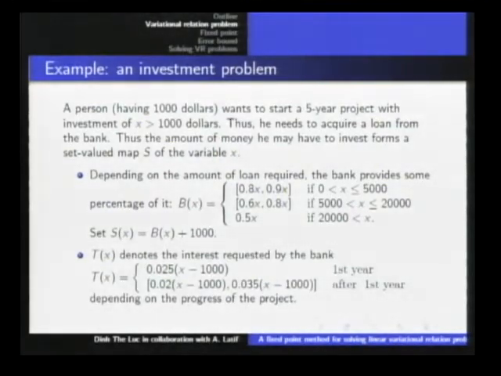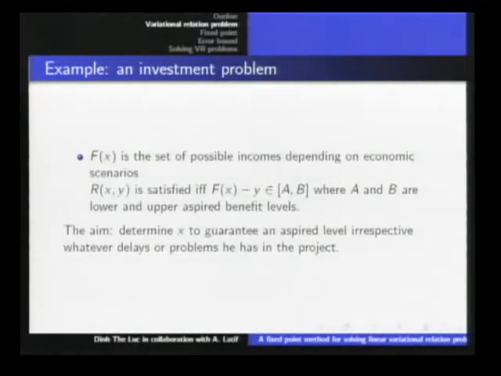T is the interest. Of course, if you loan some money from the bank, you have to pay interest. And the same thing here, we do not have a fixed interest rate, because you have to negotiate. And it depends on how you can convince the bankers about your project. And normally, we have here also a set valued map. So it means that you may have a set value T, and of course, it depends on the progress of his project. And what happened here?